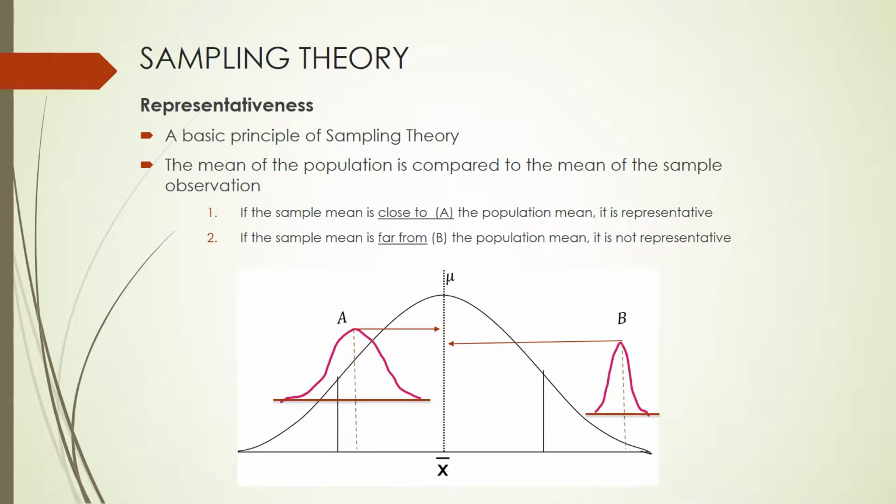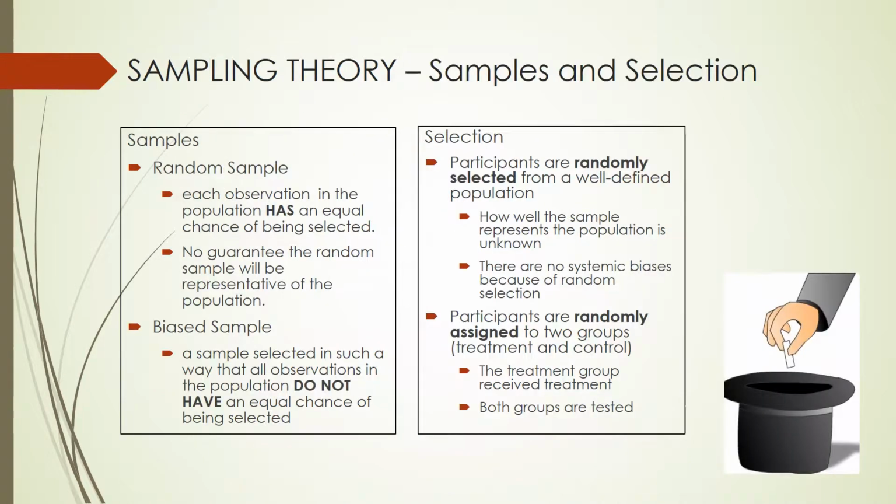In this illustration, the large bell curve represents the total population, with mu indicating the mean. The two small bell curves represent samples. To determine representativeness, the mean of each sample is examined in relation to the mean of the total population. The mean of sample A is close to the population mean. It is representative. The mean of sample B is far from the population mean. Therefore, it is not representative. Larger samples are more likely to be representative than smaller samples.